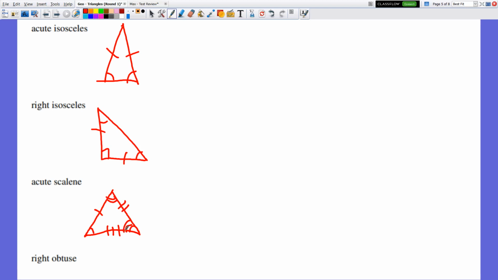A right obtuse, you can see that this is classified by angle and angle. That is not going to be possible. Right is 90, and then obtuse is greater than 90. So no matter how we do this, it's never going to equal exactly 180. The smallest obtuse angle you could do is 90.1. 90 plus 90.1 is 180.1, automatically not a triangle.